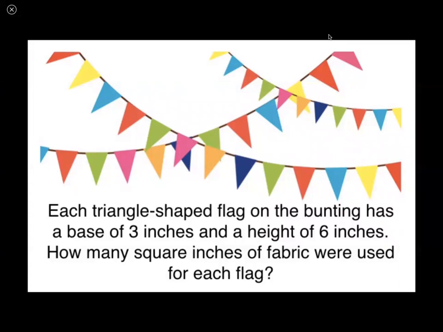Okay, here is a story problem I want you guys to try, so you'll need to pause the video when you read it and figure it out. But it says each triangle-shaped flag on the bunting has a base of 3 inches and a height of 6 inches. How many square inches of fabric were used for each flag? So I'd like you to go ahead and pause the video. Please write down the formula for this and tell me how much material is used for each one of these little flags on the bunting.